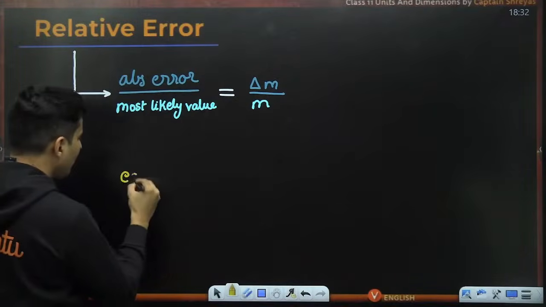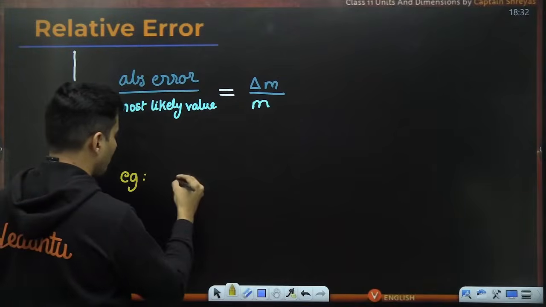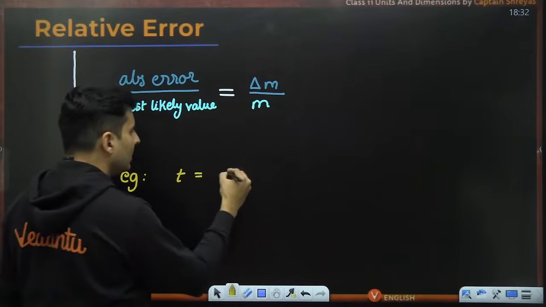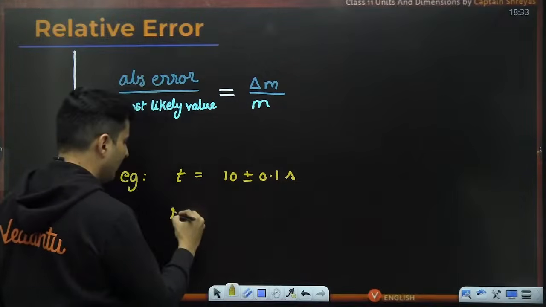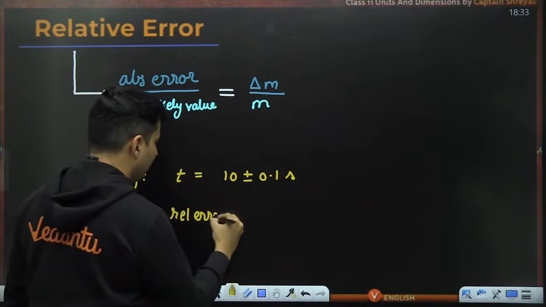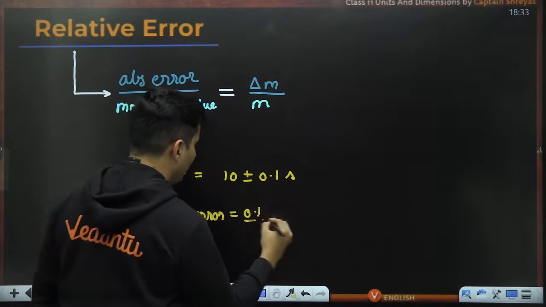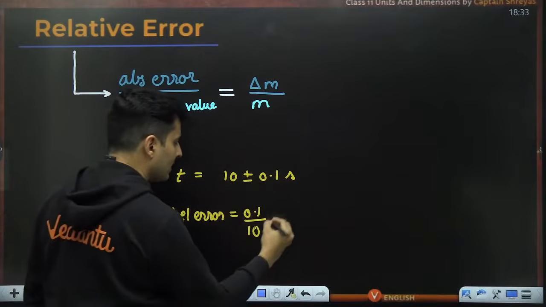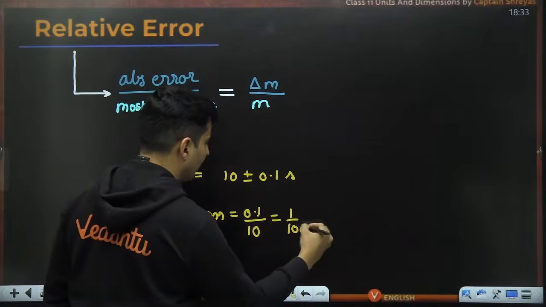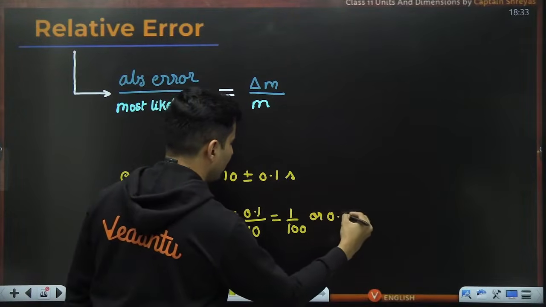Example, I tell you the time is 10 plus minus 0.1 seconds. So then the relative error is 0.1. This is the uncertainty, and most likely value is 10. So it will be nothing but 1 by 100, or you can also write it as 0.01.